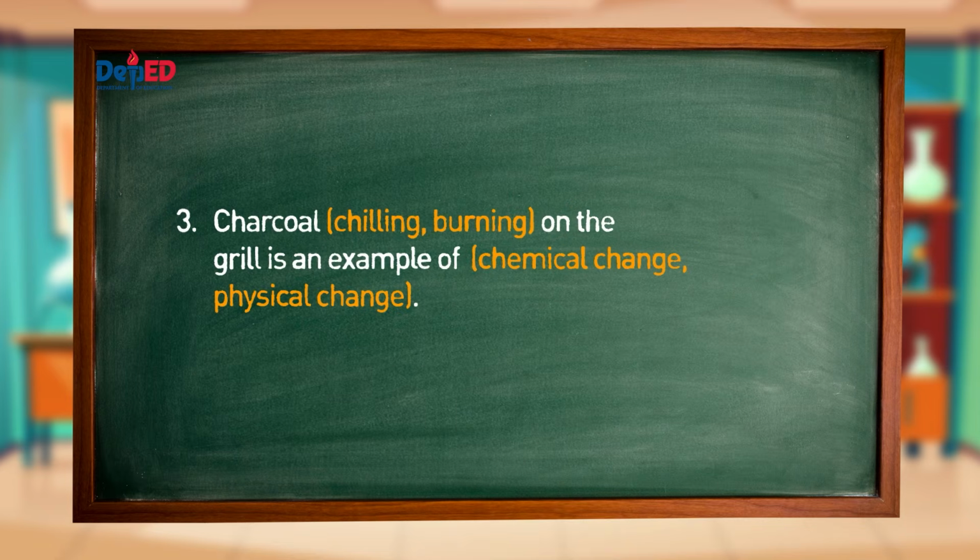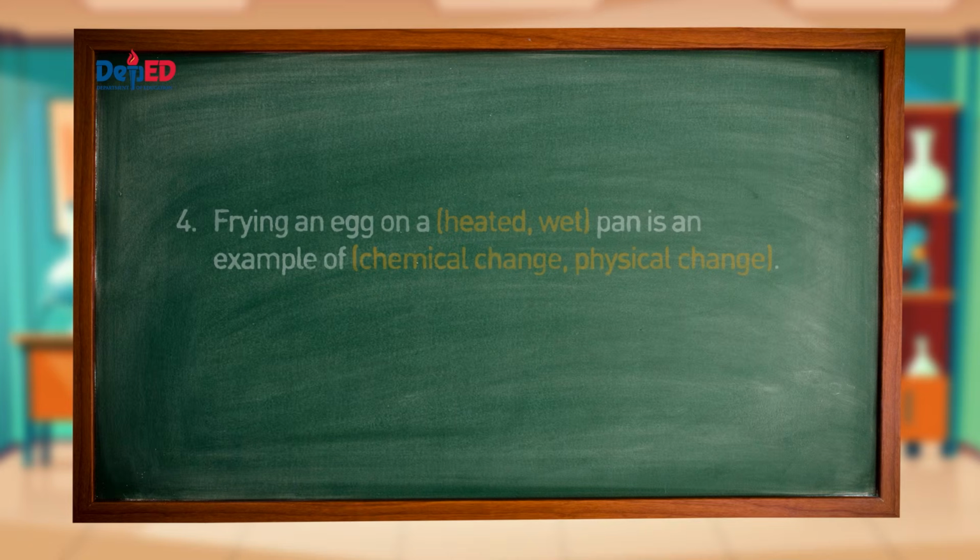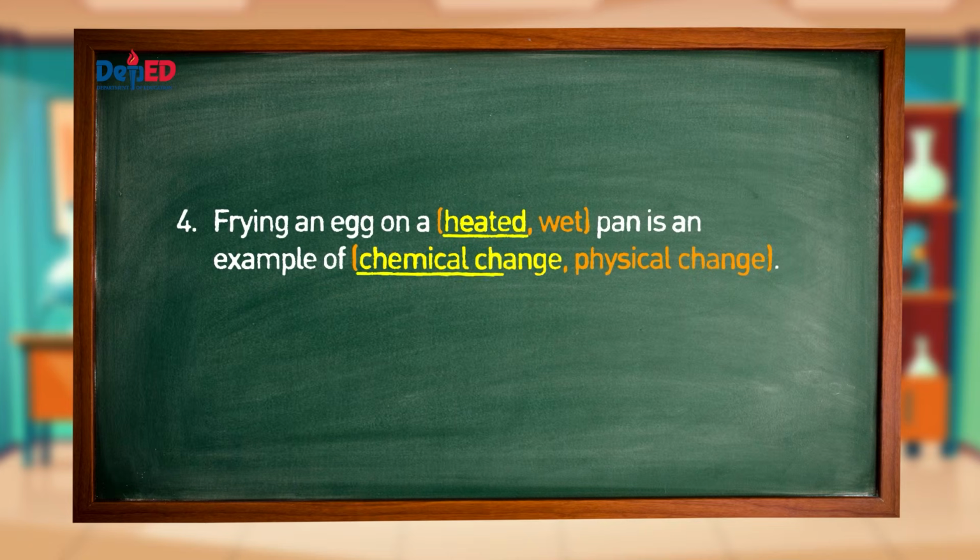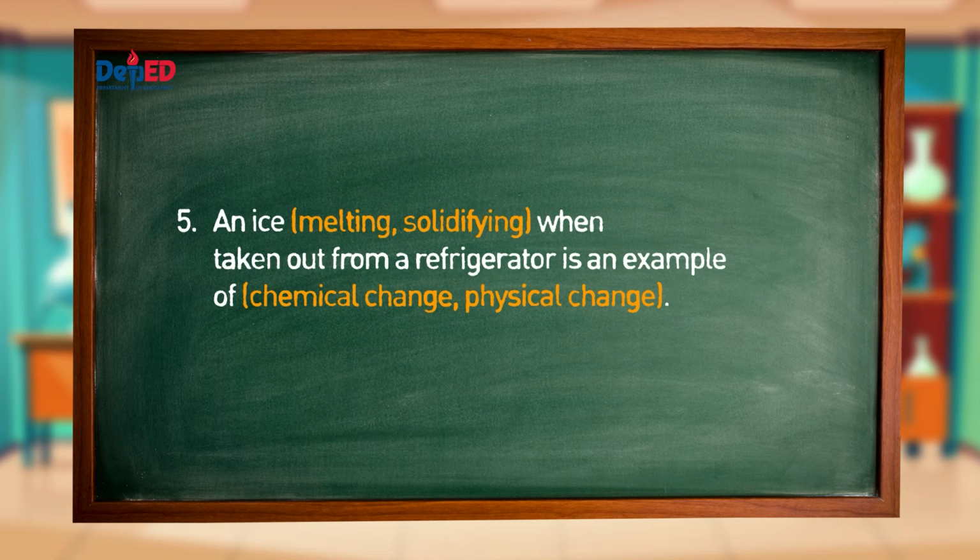Number 3. Charcoal burning on a grill is an example of chemical change. We got the correct answer again. That's great! Number 4. Frying an egg on heated pan is an example of chemical change. We're right once more. I hope we'll get the 5 correct answers. Number 5. An ice melting when taken out from the refrigerator is an example of physical change. Did you get the correct answer?